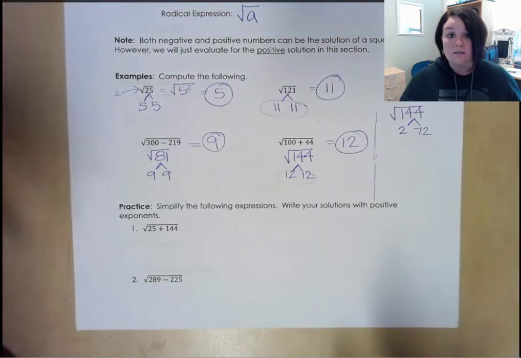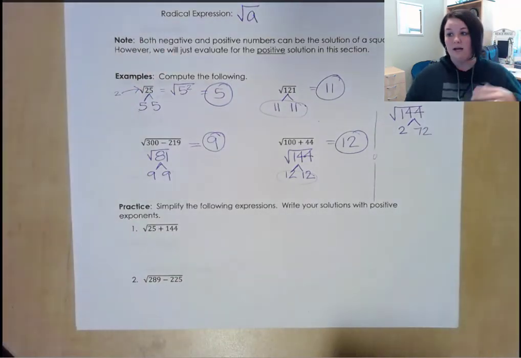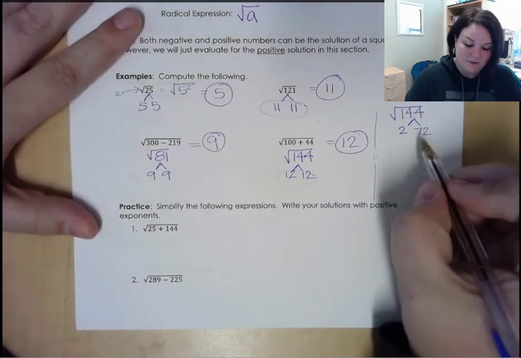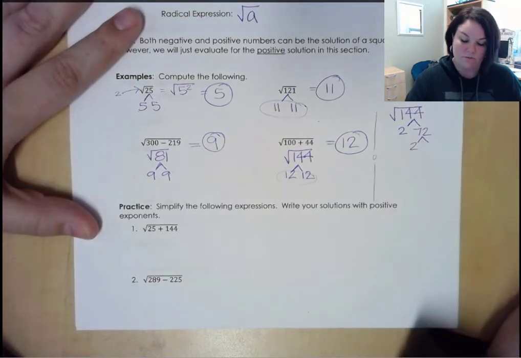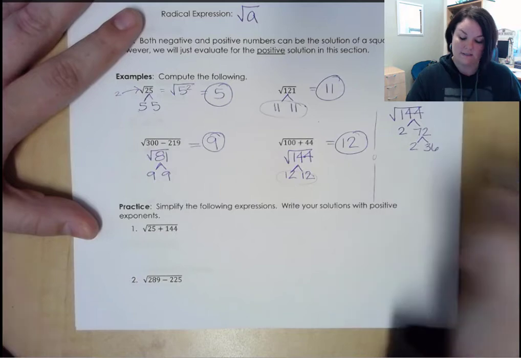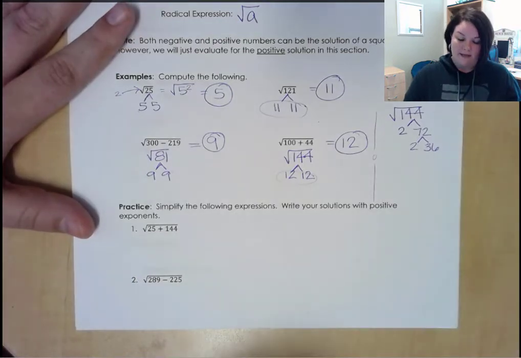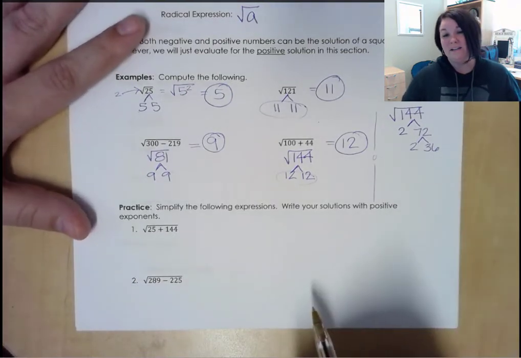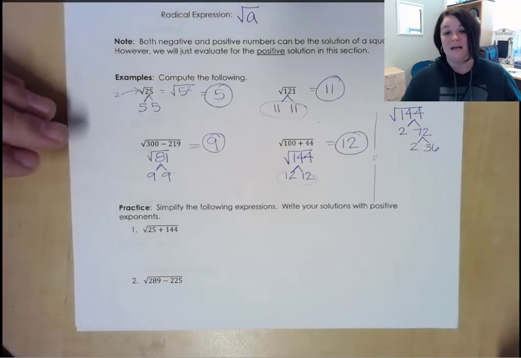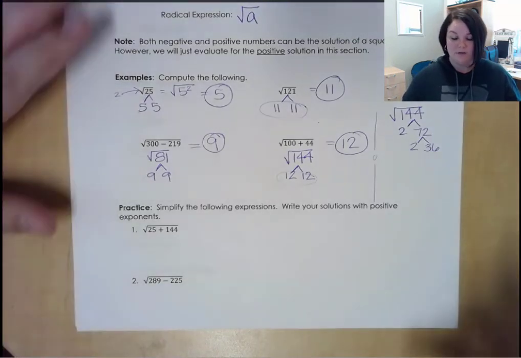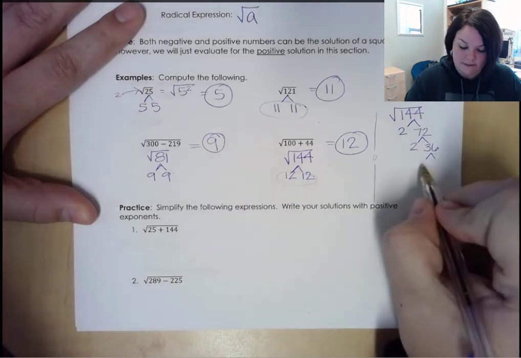Well, 72 is also an even number. And so I know that 2 goes into that. So I can go ahead and divide that by 2, which would give me what? 36, right? And then 36, if I don't know that that's 6 times 6, I could keep going with 2's, but I'm going to go ahead and stop there because we know 36 is 6 times 6.